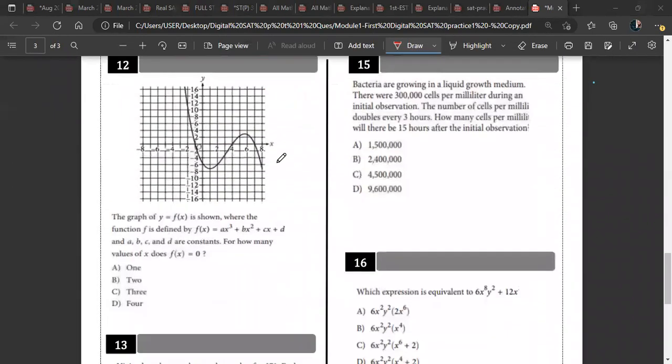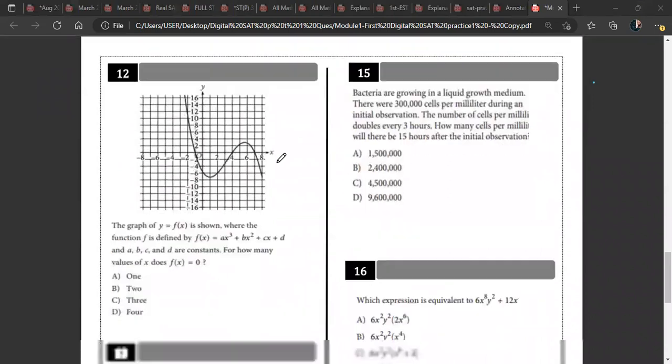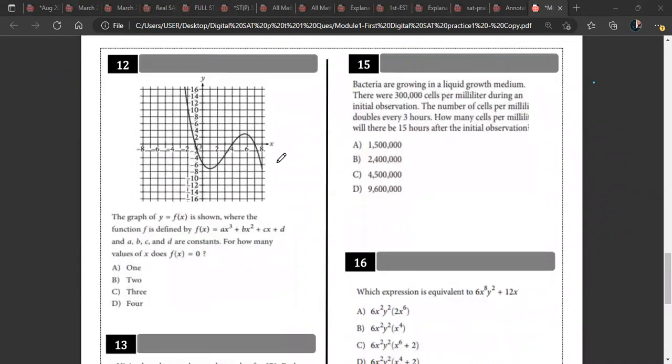Let's complete question number 12. In this question, he gives you a graph. The graph of y equals f(x) is shown, where the function f is defined by f(x) equals ax cubed plus bx squared plus cx plus d, which means you have a cubic function. About the question, he tells you that parameters a, b, c are constants. For how many values of x does f(x) equal 0?